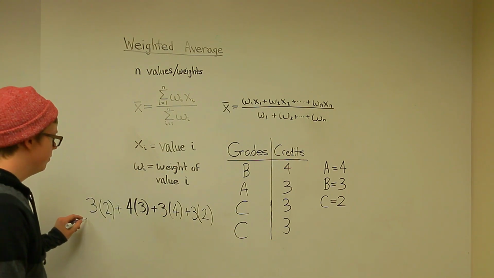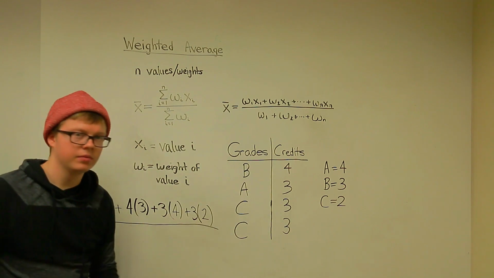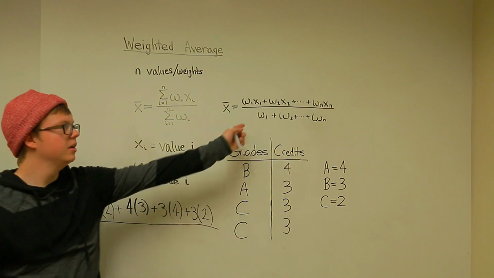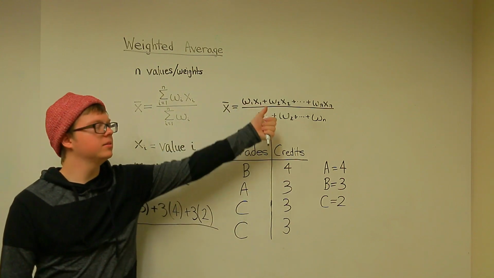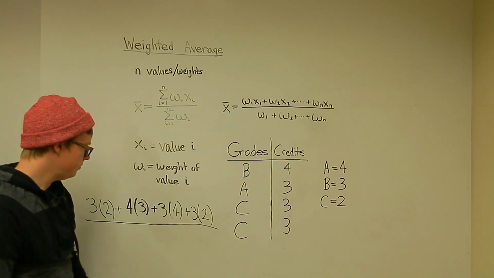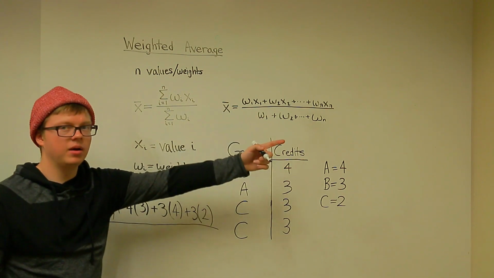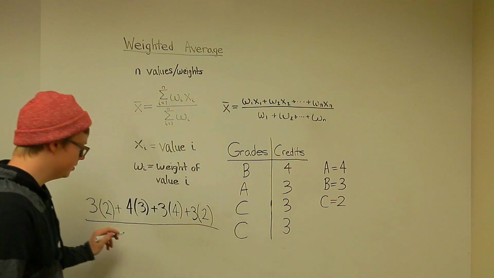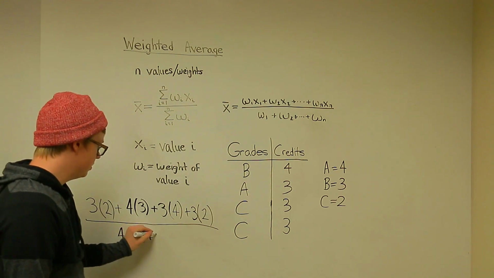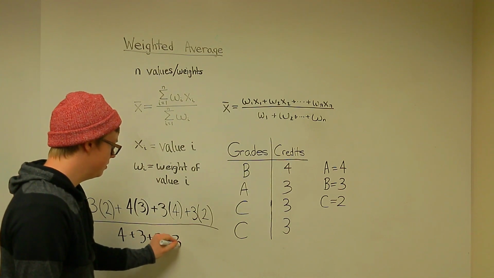So this is the numerator of our x bar, of our GPA. We're multiplying the weights times their x values and adding all of those up. Then we divide by adding up the weights. The weights are just the credit hours, 4 plus 3 plus 3 plus 3.